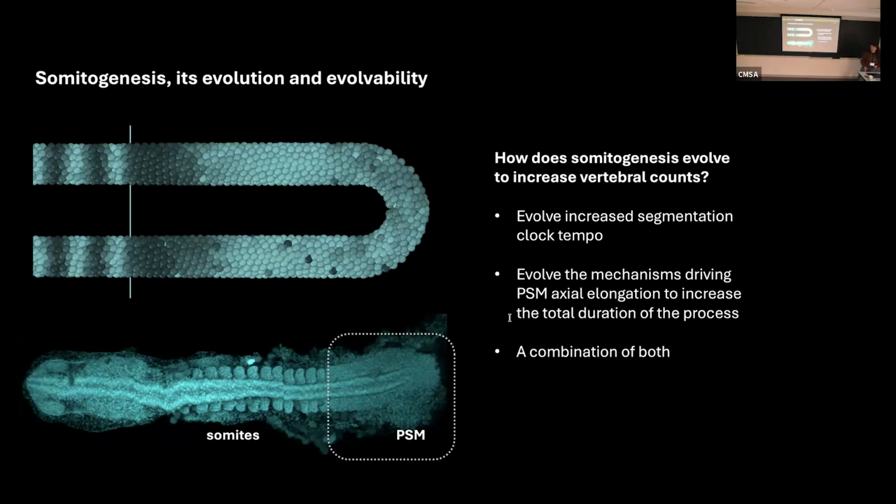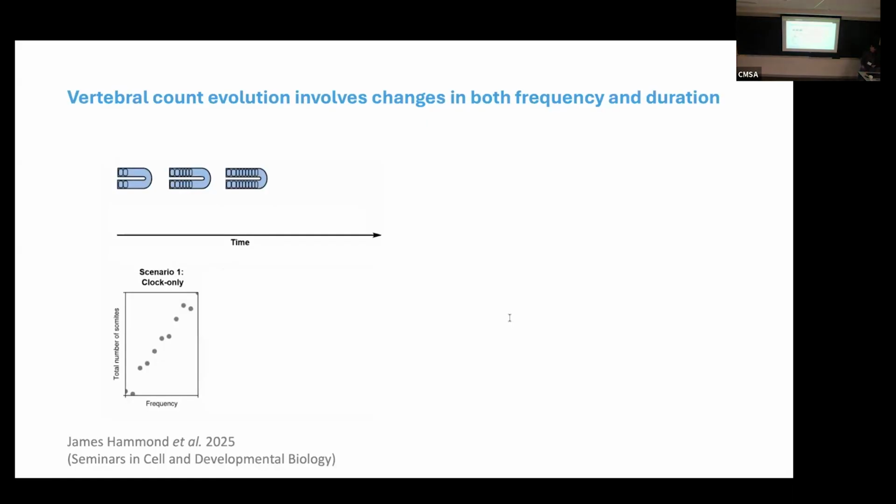However, when we started this project, it wasn't clear from the literature whether frequency or duration were most often employed by evolution to increase vertebral counts, or to just generally alter the number of vertebrae in an organism, and therefore whether one might be more evolvable than the other. So to explore the relative importance of these two factors, we came up with three idealized scenarios.